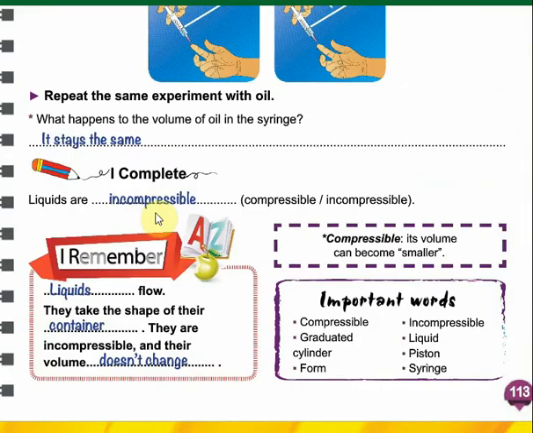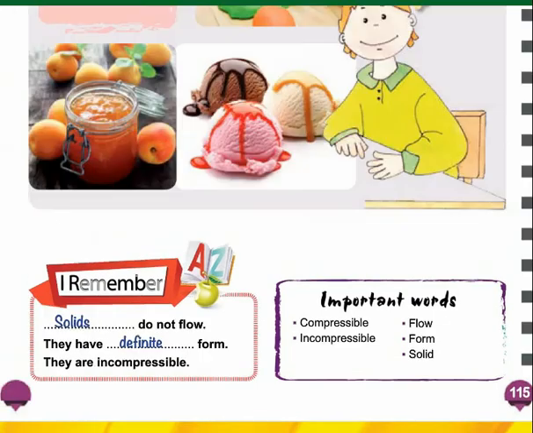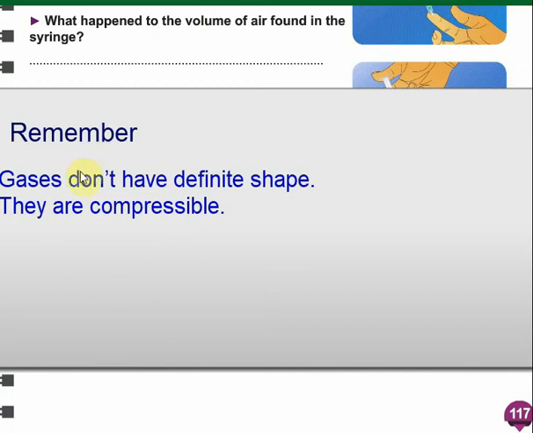And now let's remember the characteristics of each state of matter. These are the characteristics of liquids. Liquids flow, they take the shape of their container, they are incompressible, and their volume doesn't change. These are the characteristics of solids. Solids do not flow, they have a definite form, and they are incompressible. And finally, let's remember the characteristics of gases. Gases don't have a definite shape, and they are compressible.